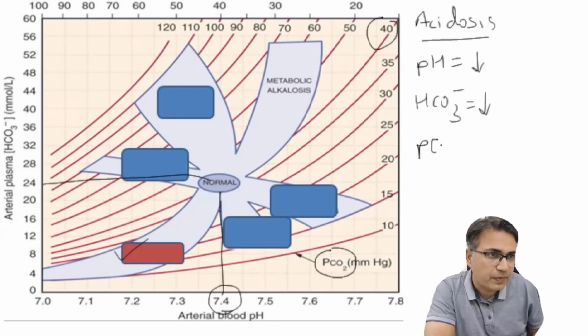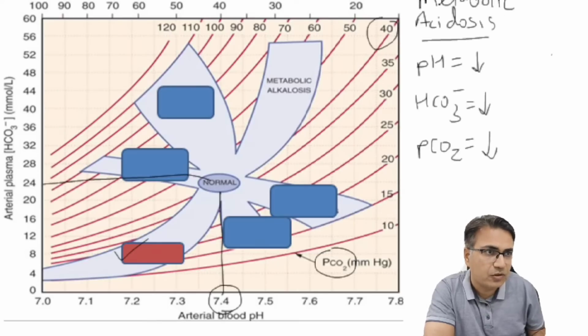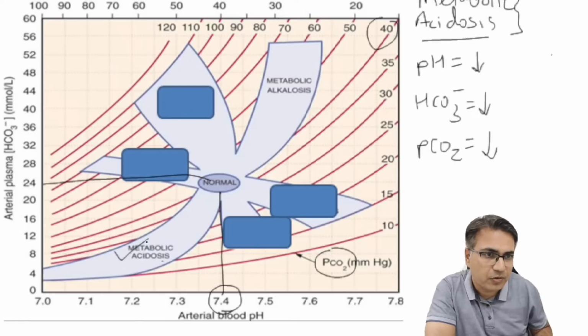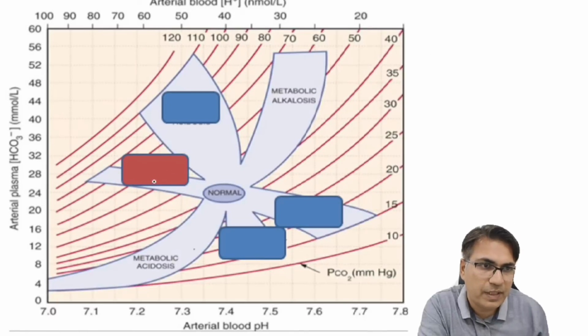Okay, so PCO2 level is again less. So pH is less, so acidosis, and bicarbonate and PCO2 level are in the same direction, so the cause is metabolic, right? So the answer is metabolic acidosis. So here you can see the answer, metabolic acidosis, right? Now try to solve this red box.